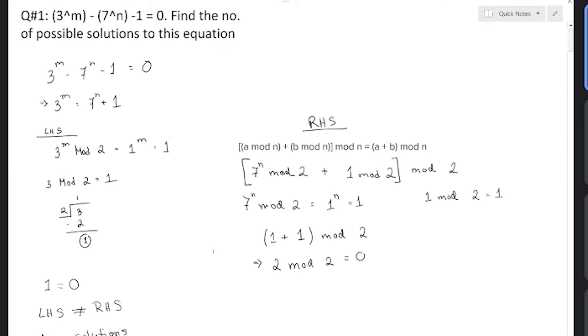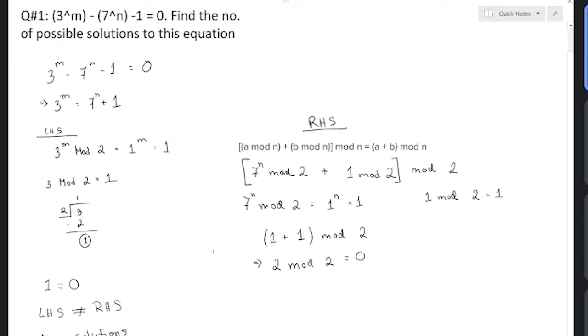So basically inside the bracket we are getting 1 plus 1, which is 2. Outside the bracket we had mod 2, right? So it's 2 mod 2. So 2 mod 2 we are getting 0 here. It's easy. See, 2 mod 2, what will we do? We will do 2 divided by 2. So 2 divided by 2, we are not getting any remainder here, right? So that's only 0. No more workings here. So the right hand side we are getting 0 as our answer.